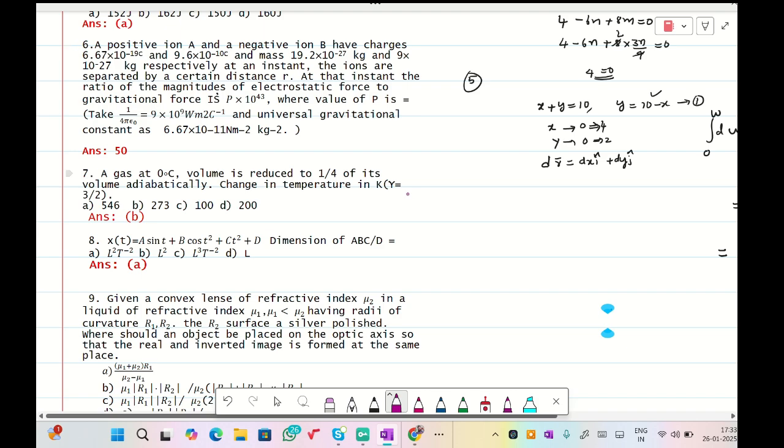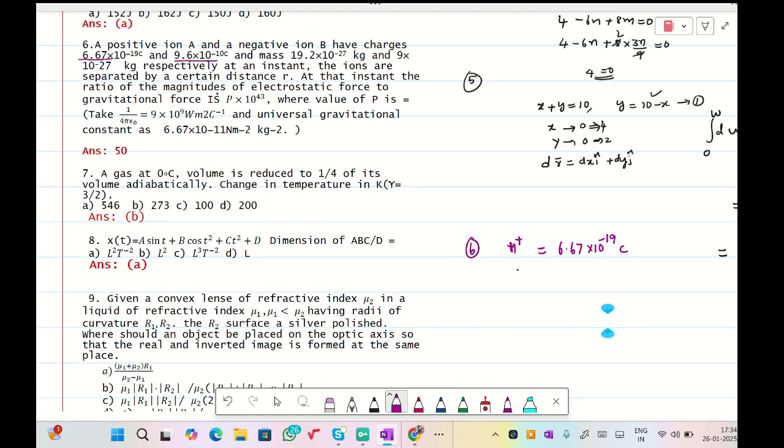So positive ion. Here positive ion means their charges are given here. That means they are not only electron or proton. Ion means maybe something. So coming into sixth one. Positive ion have charge, so positive ion, that means hydrogen plus, is equal to 6.67. This factor 6.67 is universal gravitational constant. But here Coulomb is given, so it is taken as positive charge.